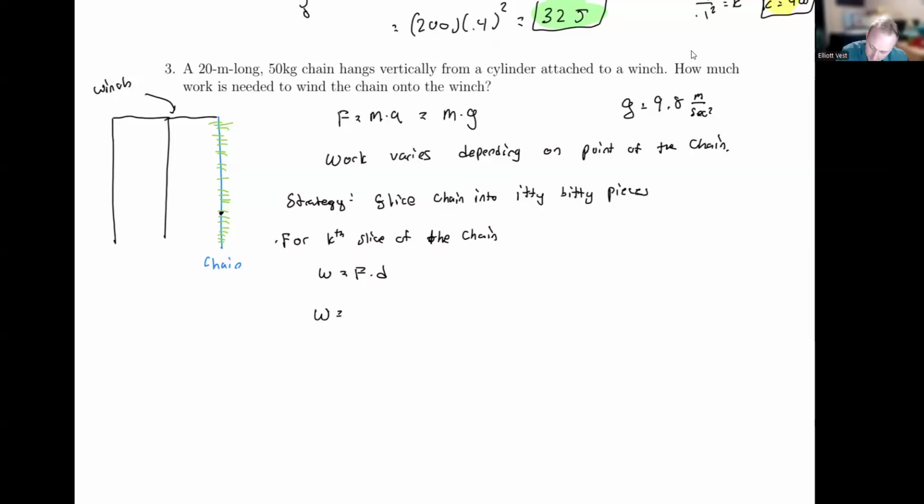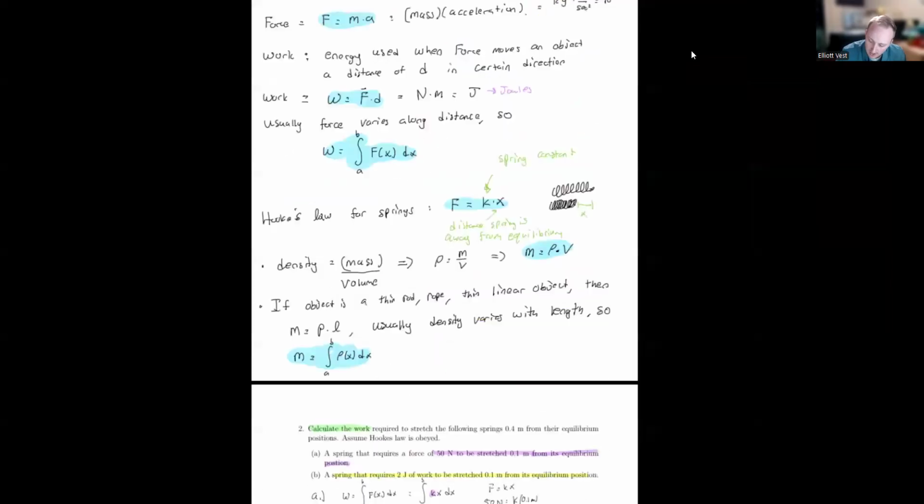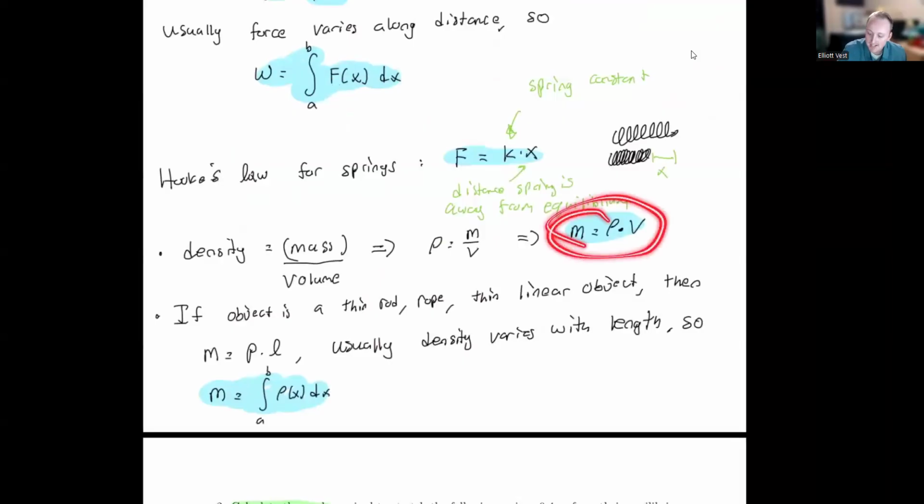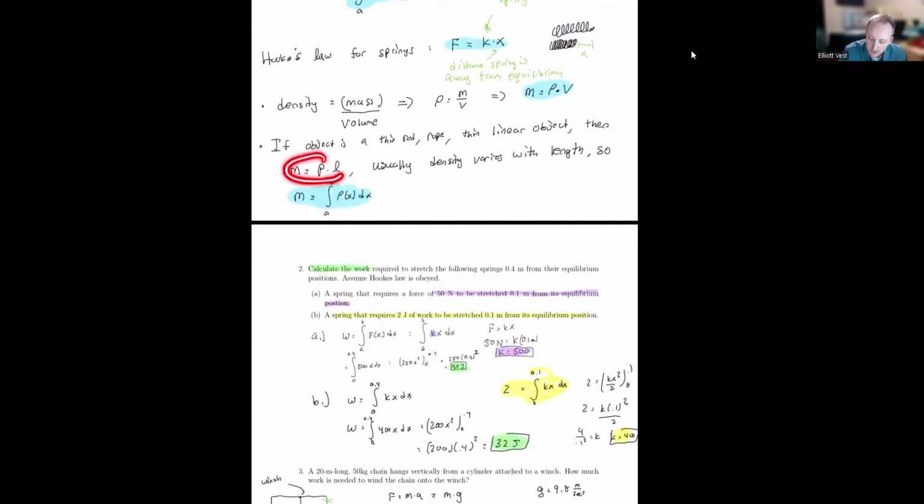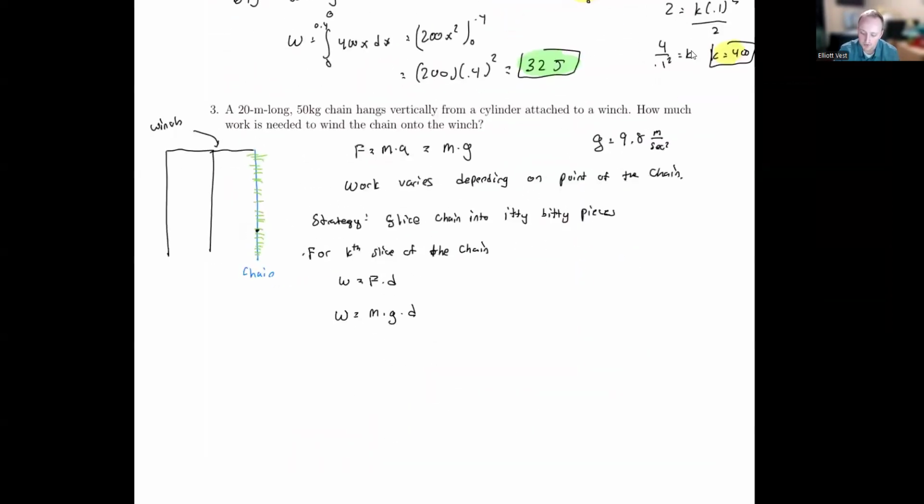And we know force is equal to mass times acceleration, or gravity here, times distance. And also, we don't know the mass of this itty bitty piece, because the slice can change the amount of mass depending on how big my slice is. So in order to get around that, I'm going to be using this relationship, that mass is density times volume, or in this situation, because we're working with a chain, which we can view as a linear object, mass is going to be density times the length we choose here.